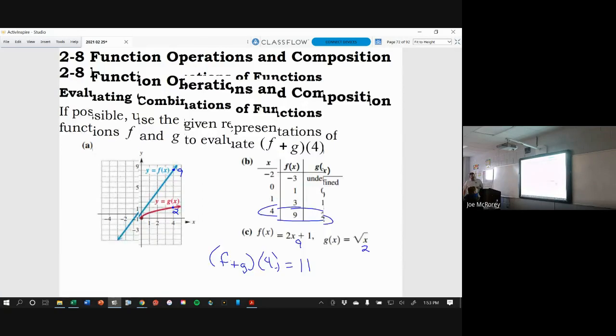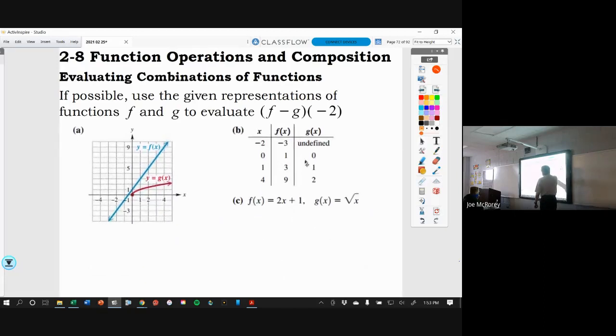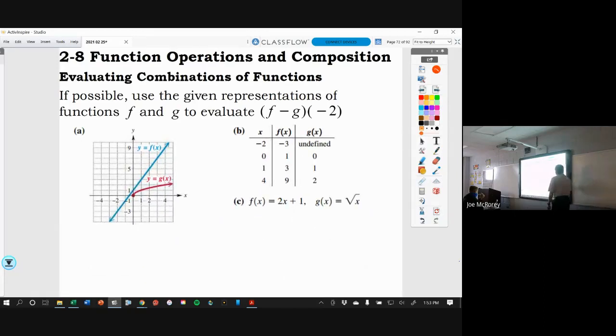Another problem looks just like this one, except for subtracting, different value, and so on. Okay, so we have the same function, the same graph, the same table. I want f minus g of 2. What's the... of negative 2? Do you see a problem with negative 2? Yes.